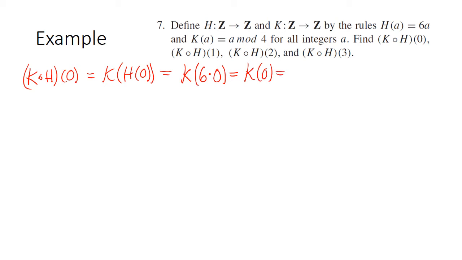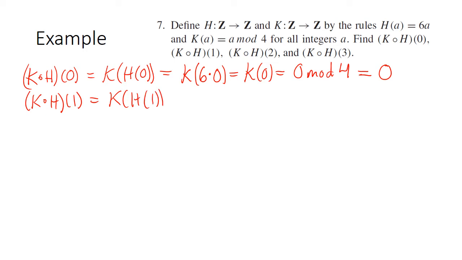Now I'm just going to plug that into the formula for k. So this will be 0 mod 4. Remember, mod 4 means this is asking you for the remainder when you divide 0 by 4 using long division. When you do that, you're not going to get anything other than 0. Let's do the second one. k of h of 1 is k of h of 1. So this is k of 6 times 1, which is k of 6. And then I want 6 mod 4.